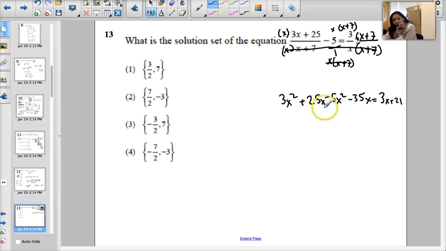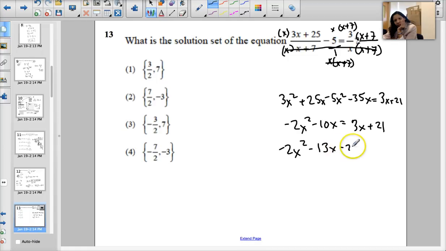Nice. Now I want to combine like terms, so I have 3x squared minus 5x squared gives me negative 2x squared. I have 25x minus 35x gives me negative 10x. And I can set this equal to 3x plus 21, so I don't confuse anybody. And I want to move everything to one side, so I get negative 2x squared minus 13x minus 21 equals 0. And then I can just do the quadratic formula.